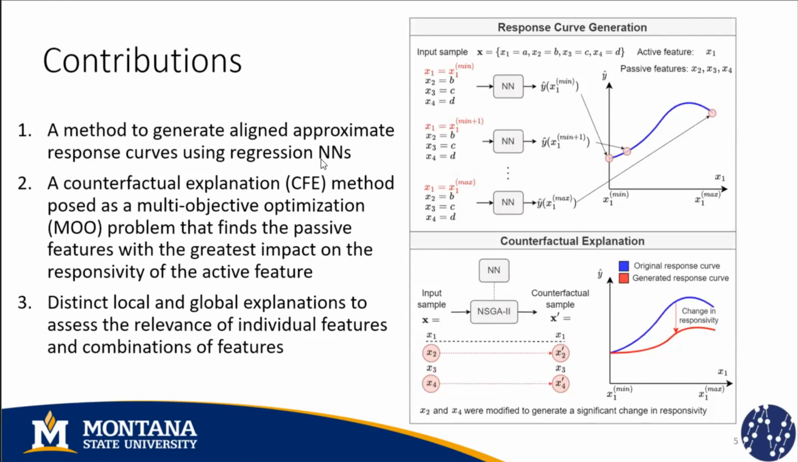Then we present a counterfactual explanation method that is posed as a multi-objective optimization problem. So here we have another example. The objective is to use an evolutionary approach that is going to generate a counterfactual sample that finds the minimum set of passive features that need to be modified so that the shape of the response curves generated for this sample shows a significant change in responsivity with respect to the original curve. We also present distinct local and global explanations that assess the relevance of individual features and combinations of features.